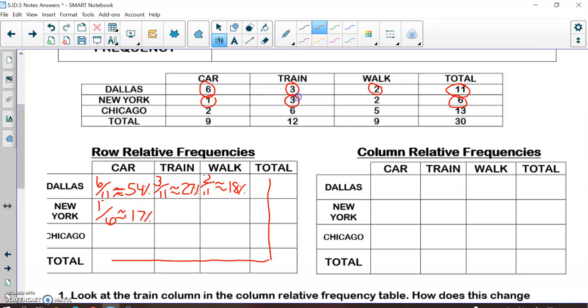And then I'm going to do 3 divided by 6, which is 50% exactly. And then I have 2 out of 6, which is about 33%.